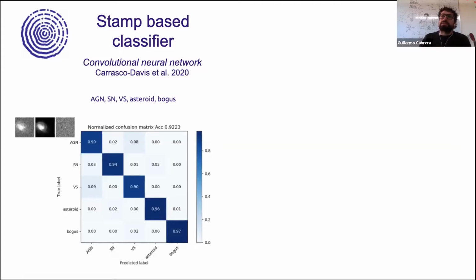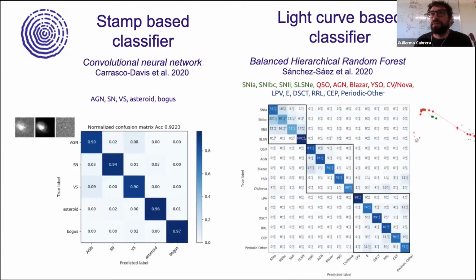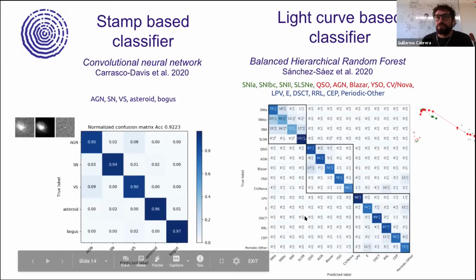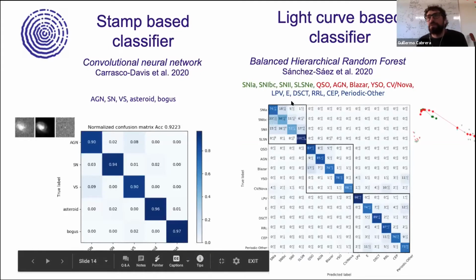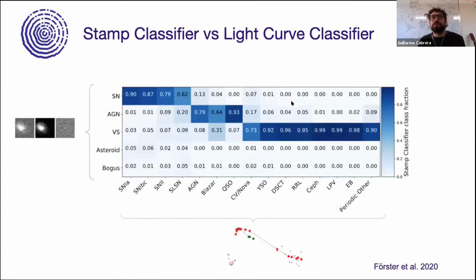But at the same time, as I told you before, we have the light curve based classifier, and this has a more fine taxonomy. And here we're able to classify between all these sources that I talked about before. Okay, but the other thing we did is we compared both of them. So we say, okay, if our stamp classifier is saying this is a supernova, does that mean that the light curve classifier is going to say it's a supernova? And in practice, the answer is yes. We find this. Okay, so that's good.